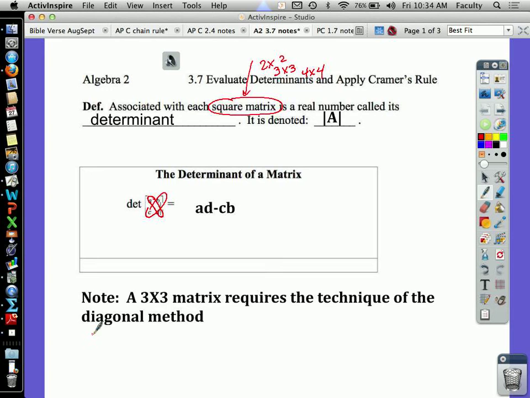All right, I want you to write this down. This was not printed in your notes. A 3 by 3 matrix requires the technique of the diagonal method. And one other thing to write down, determinants can be positive, negative, or 0.